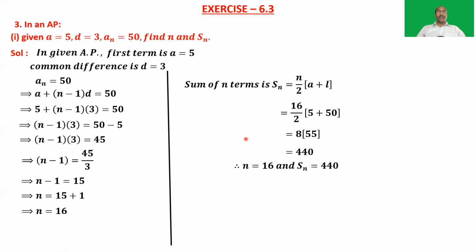Okay, students. Take the next one. Given a is equal to 7, a13 is equal to 35. Find d and S13. So here we know the values of first term and 13th term, and using these two we can find d, and after that we can find S13.